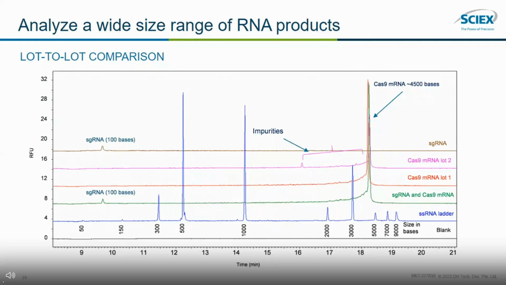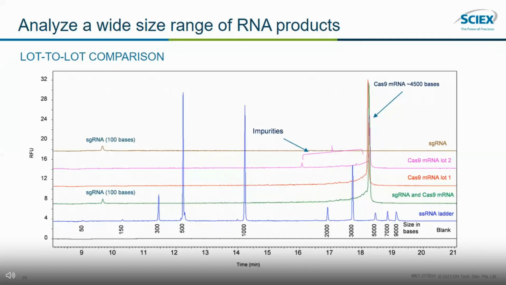You can see here that by using the RNA 9000 kit, we can, in a single analysis time, acquire results from multiple samples all at once. Here, we show 6 samples that we overlay. Our blank is at the bottom, followed by our ssRNA ladder, single guide RNA and Cas9 mRNA mix, 2 different lots of Cas9 mRNA, and single guide RNA. This is all done, displayed, and analyzed within Empower.